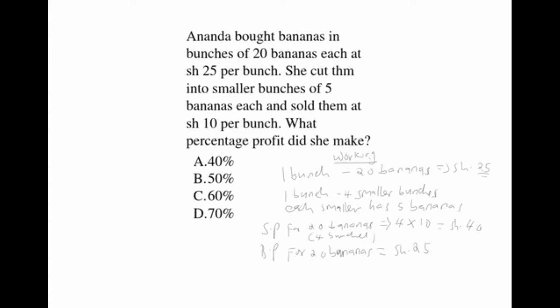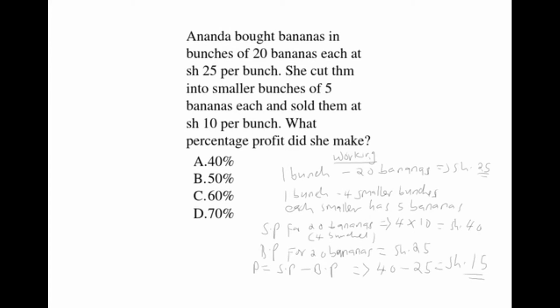So to get the profit, we take the selling price. Profit equals selling price minus buying price, and this one will give us 40 minus 25. We get 15 shillings. So this is the profit. Then we are asked about the percentage profit.